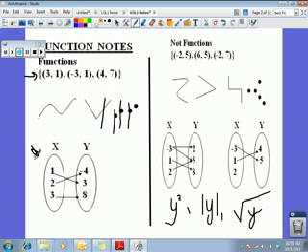So notice on the non-functions, on this 3 right here, it goes to more than one y. It goes to 2 and it goes to 5, so it cheats. And then last of all, you're going to have to be able to look at equations. I think it's easier to tell what is not a function in the equation. Anytime you see a y squared or absolute value of y or a square root of y, it's not a function. So let's look at some examples here.